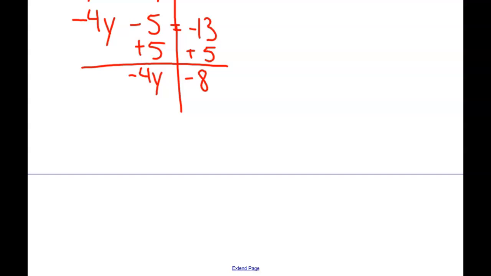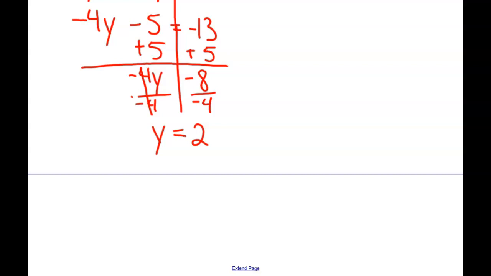What do I have to do to get y by itself? That'll cancel, right? So now I have y by itself. Negative 8 divided by negative 4. Positive or negative? Yeah. Nice job, guys. Positive 2. You're welcome.